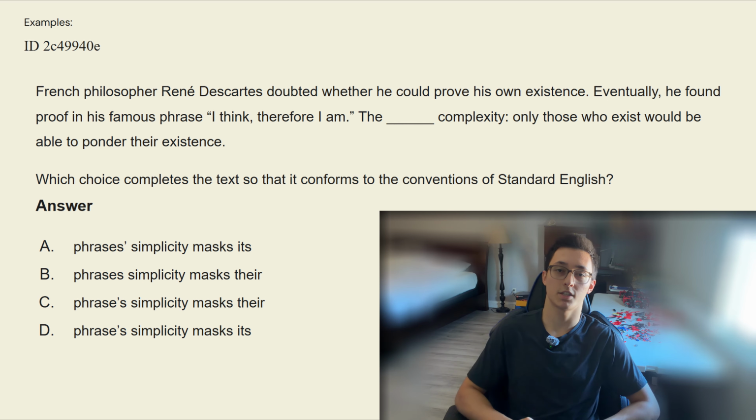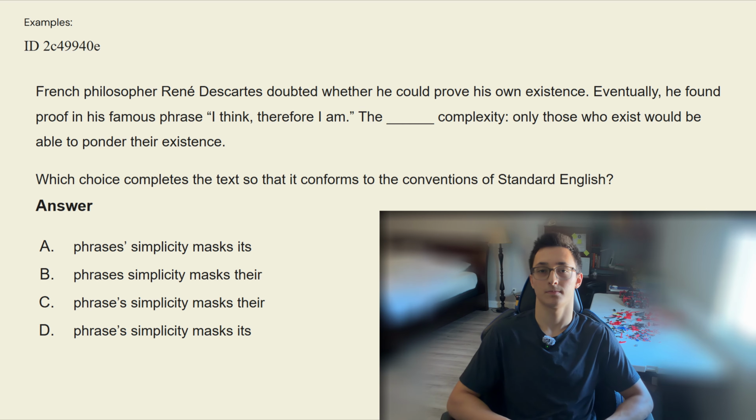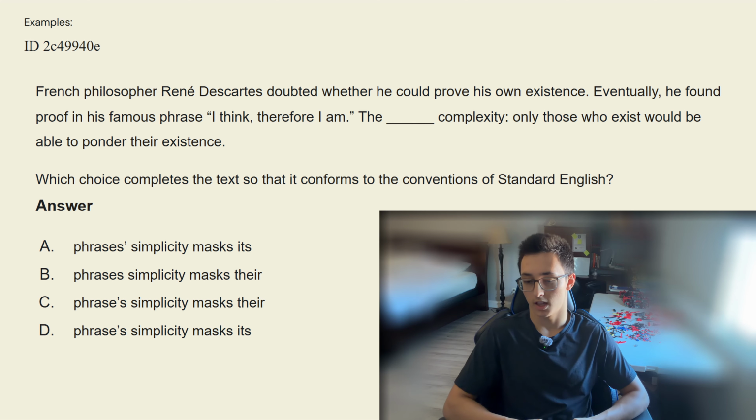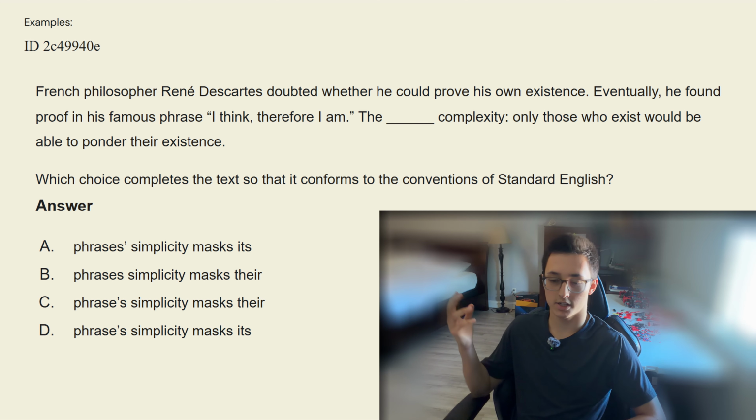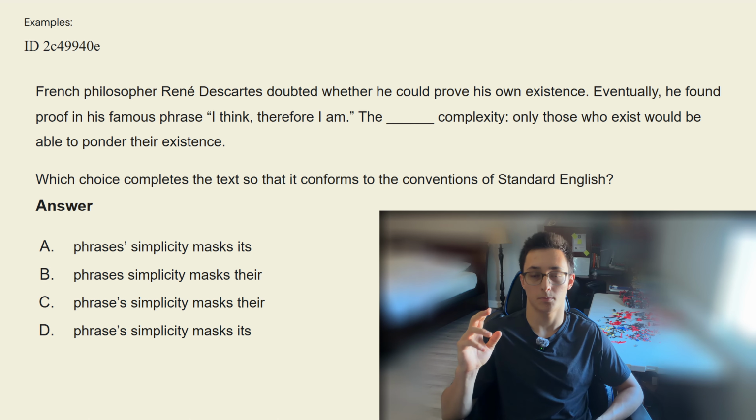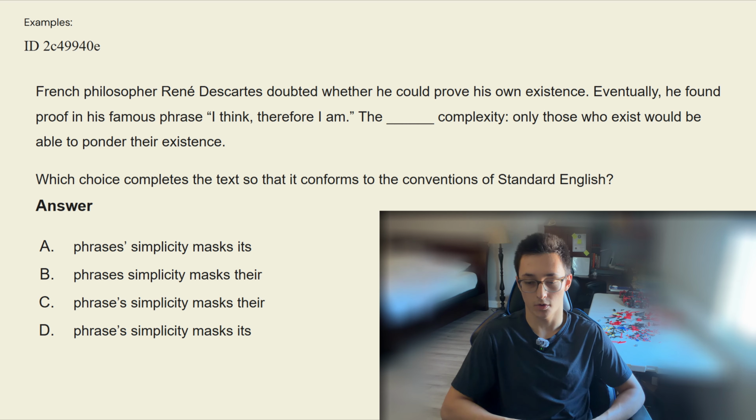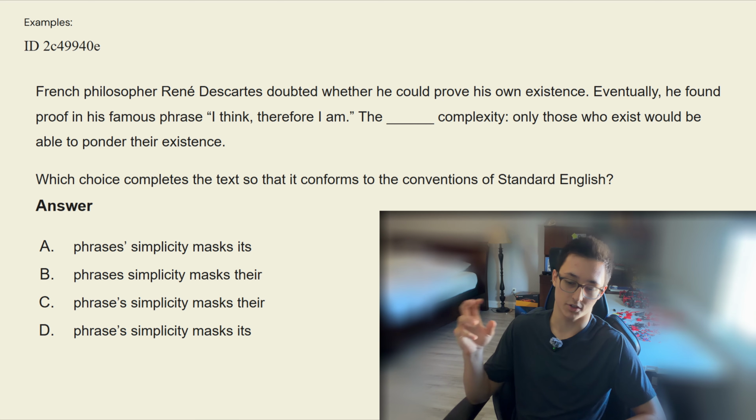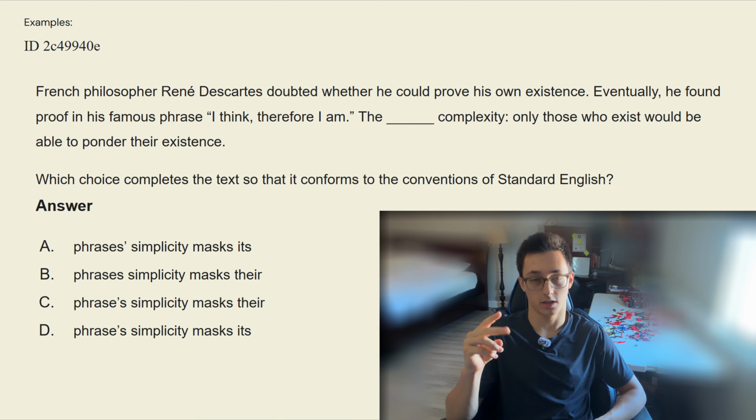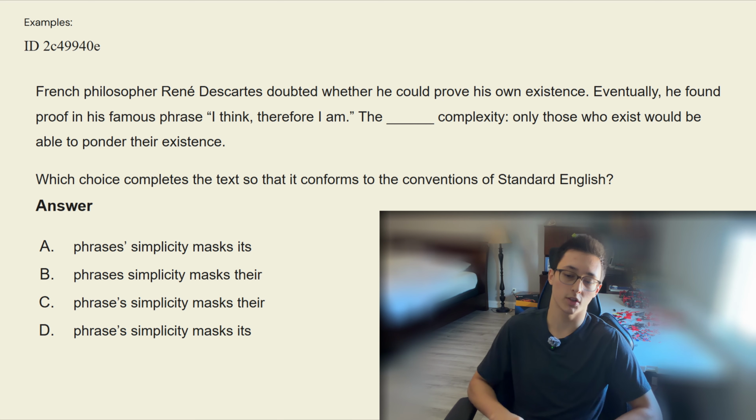All right, I want you guys to try this one on your own. Pause the video and come back when you have an answer. Hopefully you guys got the answer. Let's go ahead and read through it. Standard English conventions, different placement for apostrophes. And we have a little bit of a bonus. There's its and there's their as different words in the answer choices. So let's read through it.